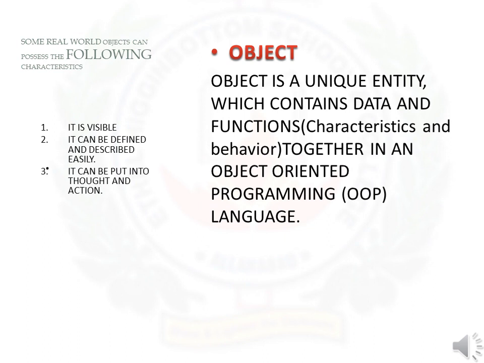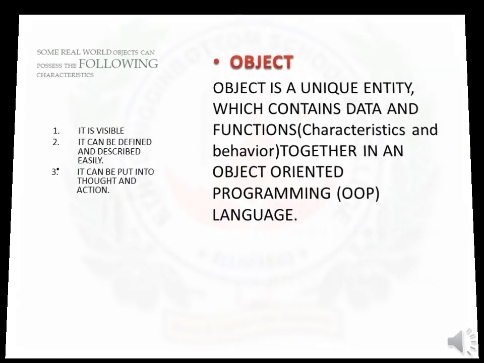And it can be defined and described easily. We are able to define an object and we are able to describe the object very easily. And third, it can be put into thought and action. Okay, these are the common characteristics of a real world object.